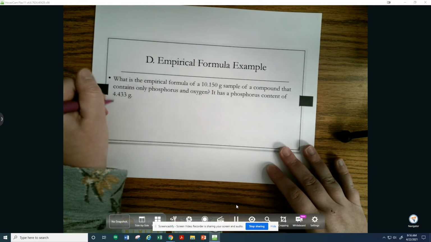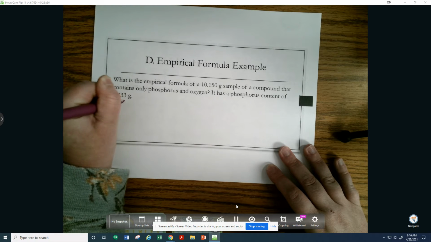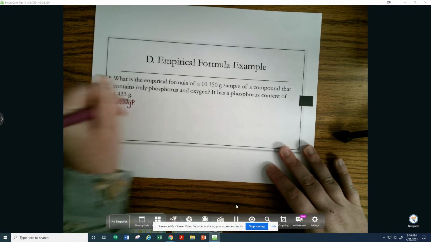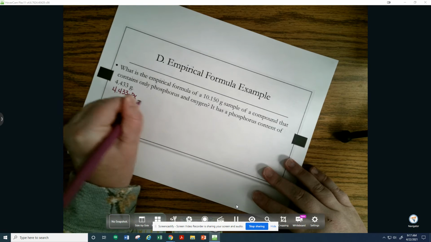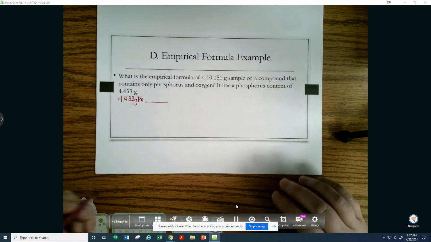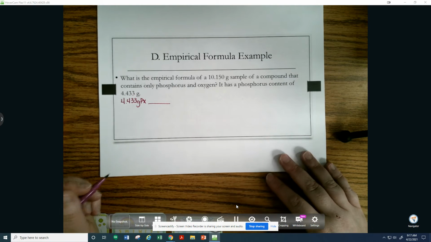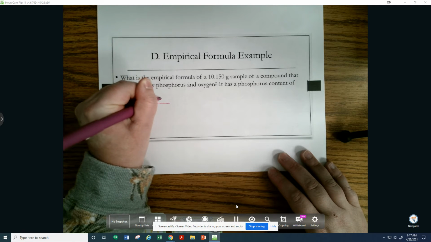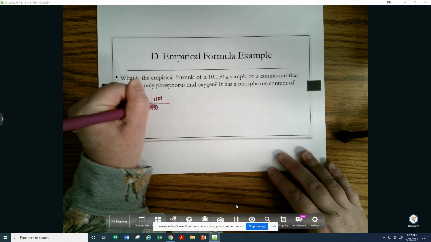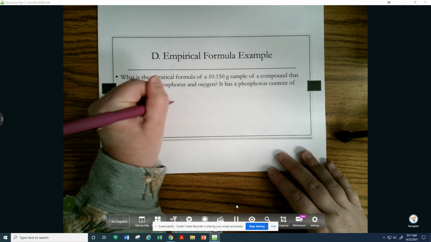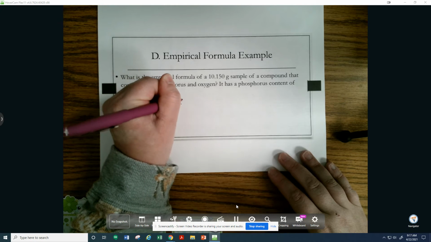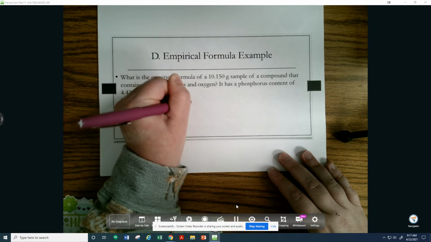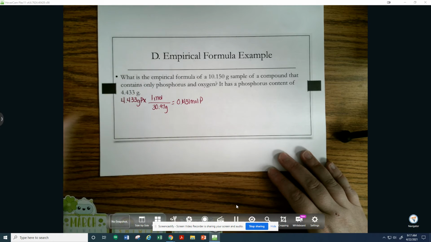So the first thing we can work with is this 4.433 grams of phosphorus. So after percent to mass, which we have mass, it's mass to mole. So we use molar mass. So 1 mole is 30.97 grams. And we get an answer of 0.1431 moles of phosphorus. Okay.